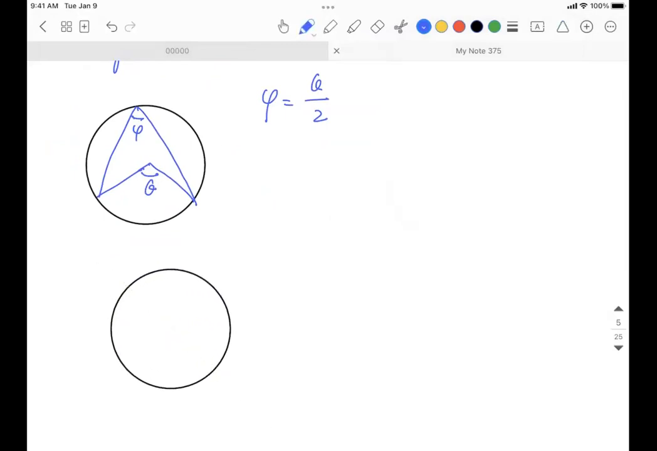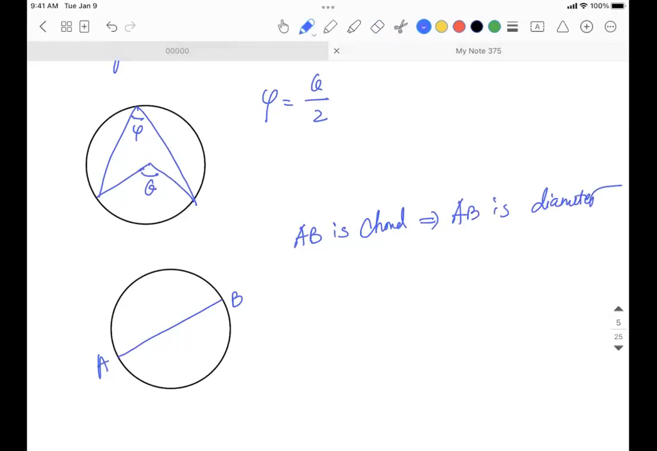Second is, if in a circle, I have an arc AB, and AB is a chord, and AB is a diameter.